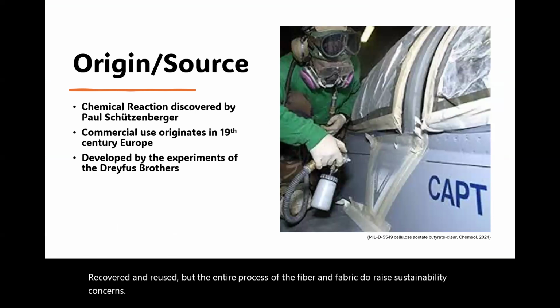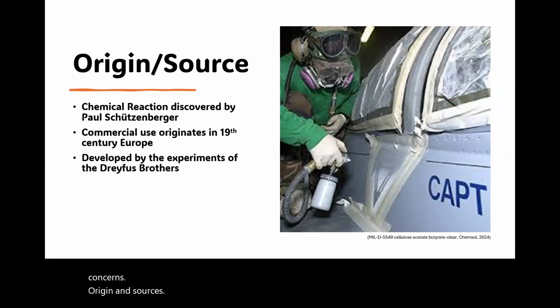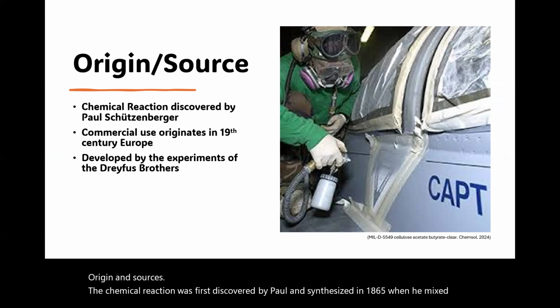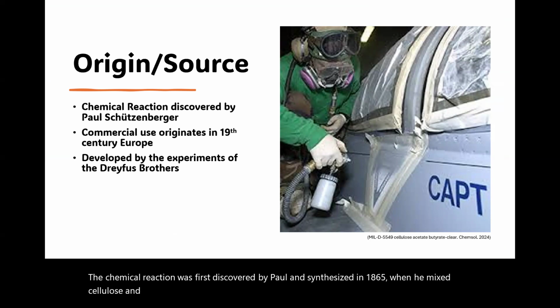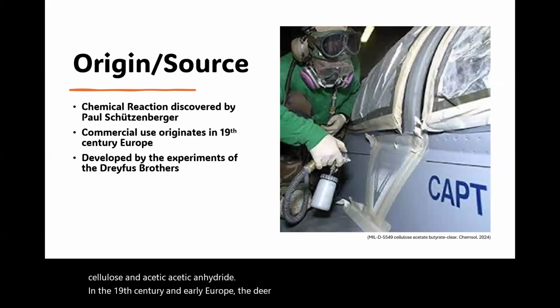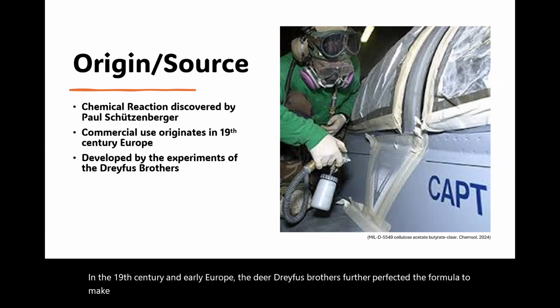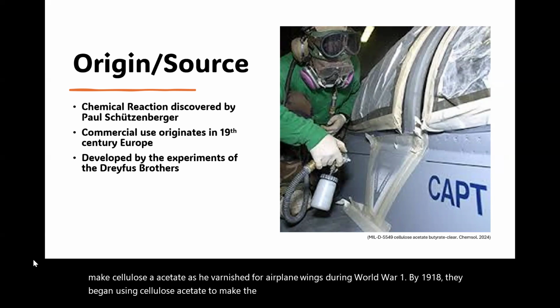Origin and sources. The chemical reaction was first discovered by Paul and synthesized in 1865 when he mixed cellulose and acetic anhydride. In the 19th century in early Europe, the Dreyfus brothers further perfected the formula to make cellulose acetate as a varnish for airplane wings during World War I. By 1918, they began using cellulose acetate to make the fibers that are acetate.